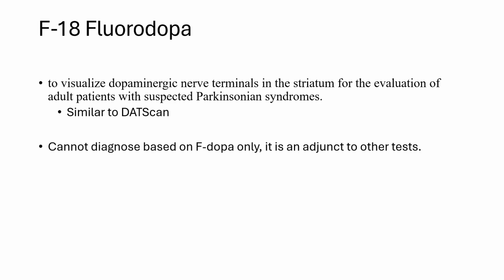This is where F18 fluorodopa comes into play. It's used to visualize the dopaminergic nerve terminals in the striatum for evaluation of adult patients with suspected Parkinsonian syndromes. This is very similar to DAT scan with SPECT imaging, but it's slightly different and it's used with PET imaging.